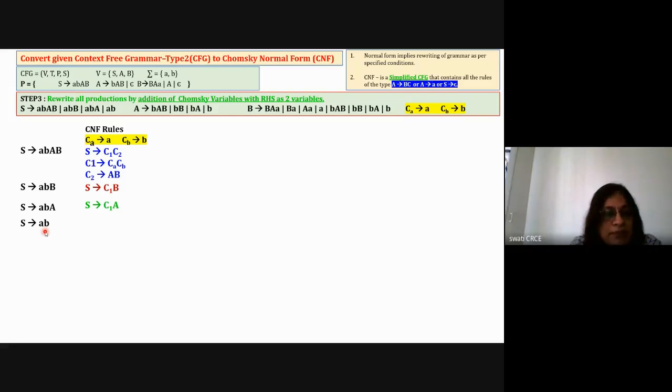But here if I say S is equal to C1, it will not be of Chomsky form. Okay, it will not be of the Chomsky form. So what I can do is that I will write it in the form of CACB. So I'll say that S is equal to CACB. For S is equal to ab, now here left hand side single variable, right hand side two variables. So I have converted properly. Now everything is done for the variable S.